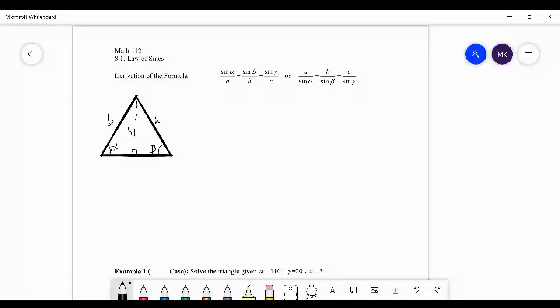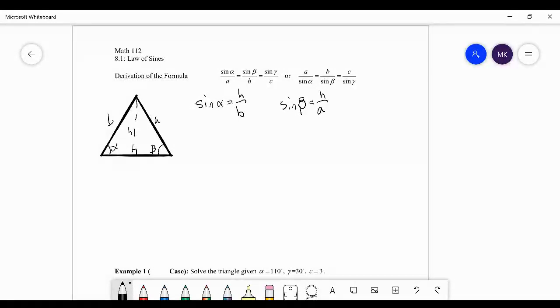And if I think about it that way, then I can figure out the sine of alpha and the sine of beta using that height as a leg of a right triangle. And what I end up with is these two expressions. I get that the sine of alpha is equal to the height of the triangle over B, and the sine of beta is the height of the triangle over A.